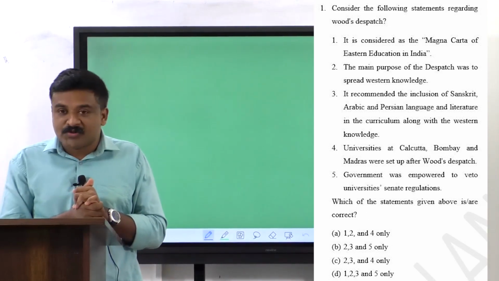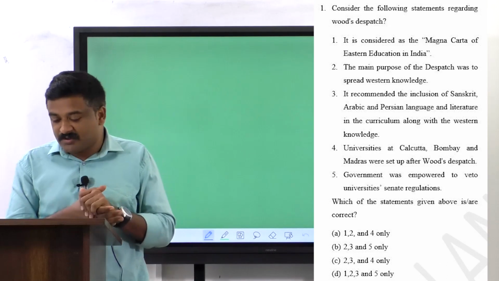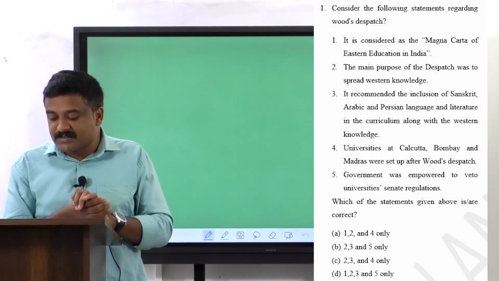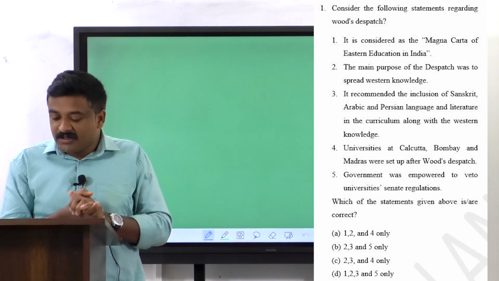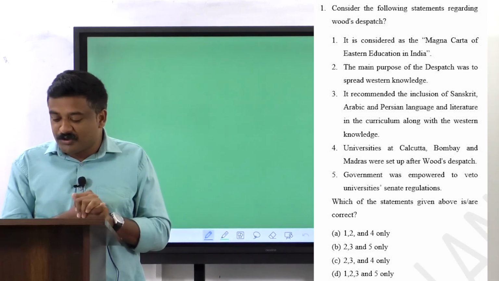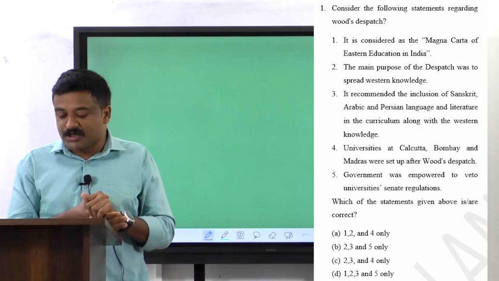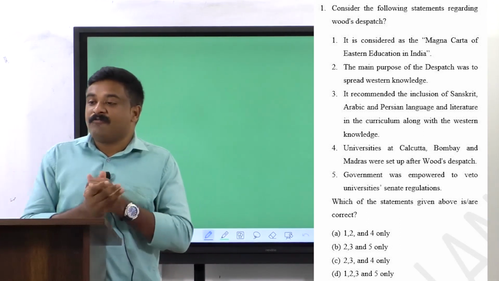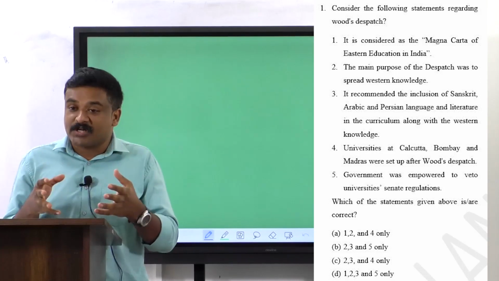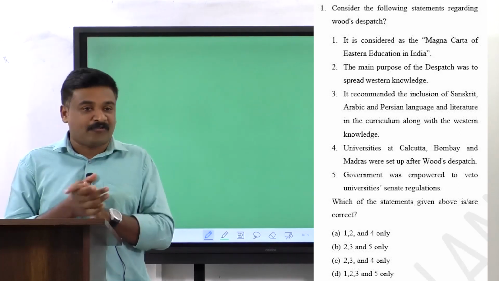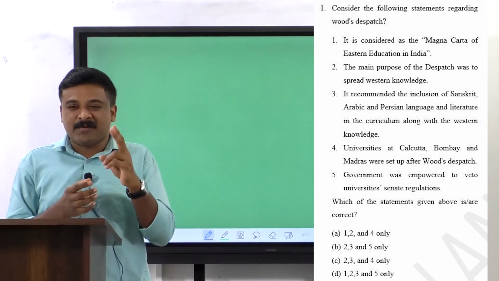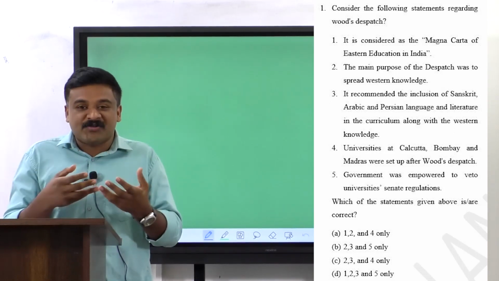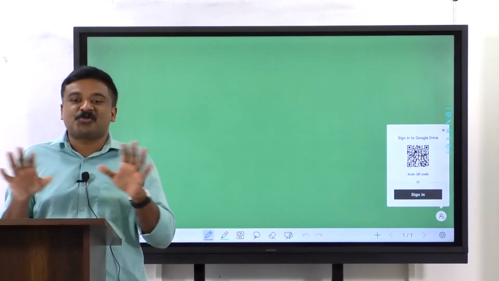Universities at Calcutta, Bombay and Madras were set up after Wood's Dispatch. Government was empowered to veto universities' Senate regulations. Okay, 5 statements are there. Whenever it is 4, 5 or 6 statements, it is a bumper lottery for you. When there are limited statements, the chances of elimination are tough. When there are more choices, the chances of elimination are high.